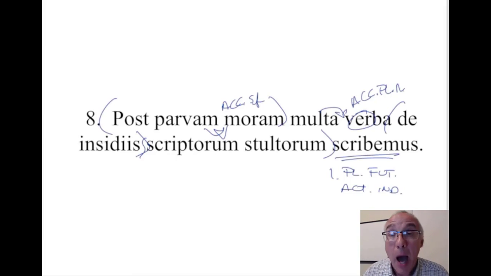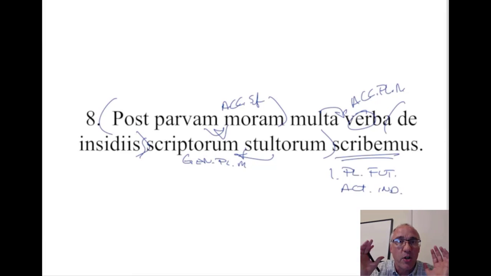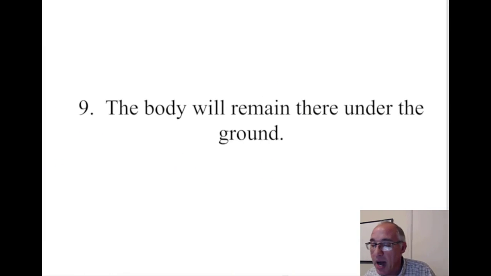De insidiis, about the treacheries, okay? Scriptorum stultorum, this is genitive, plural, masculine. Stultorum modifies it. We will, after a small delay, write many words about the treacheries of foolish writers. Do you see how I try to focus on the root of the sentence and then flesh it out with these other words that are important in the sentence, of course, but they are not the root, the core of the sentence? Number 9, the body will remain there under the ground.